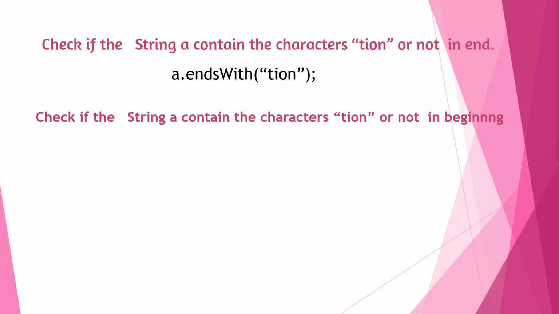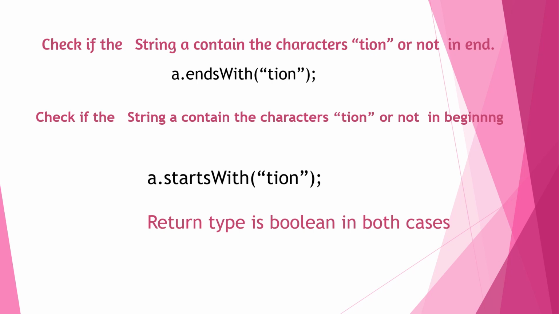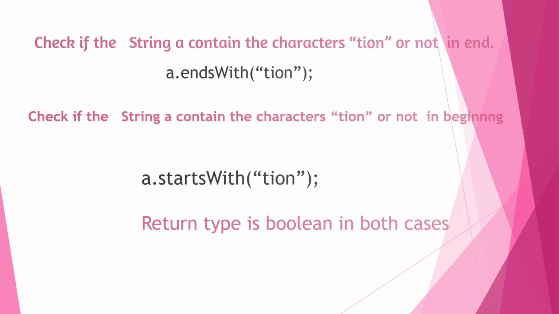And now check if a string starts with TION in the beginning. So a.startsWith("TION"), and in both cases the return type is boolean. endsWith will check whether the characters are at the end, and startsWith will check whether the characters are in the beginning. The answer will be true or false and will be stored in a boolean variable.